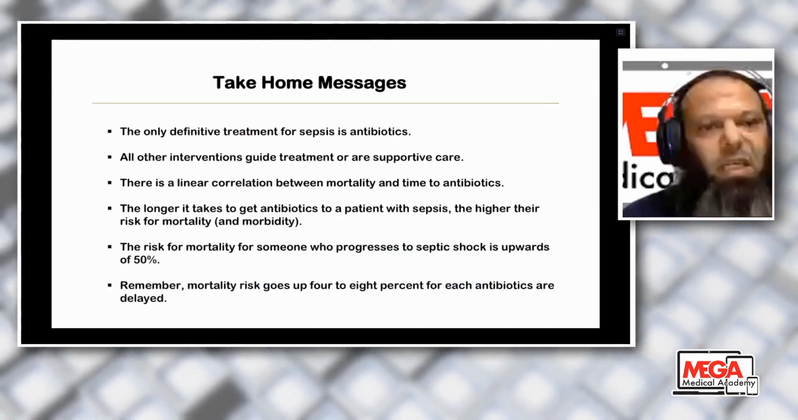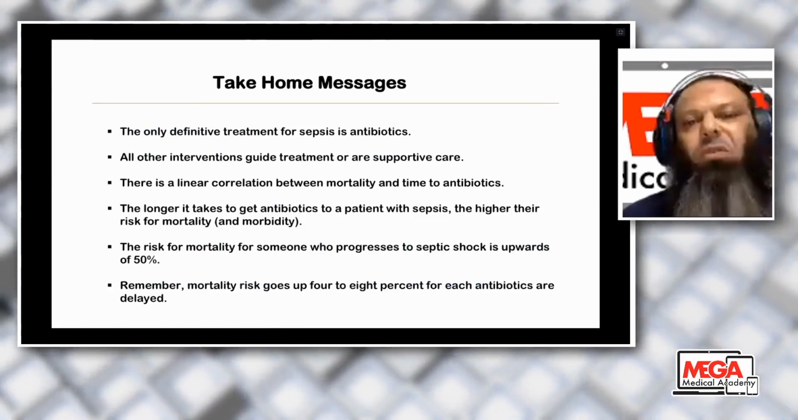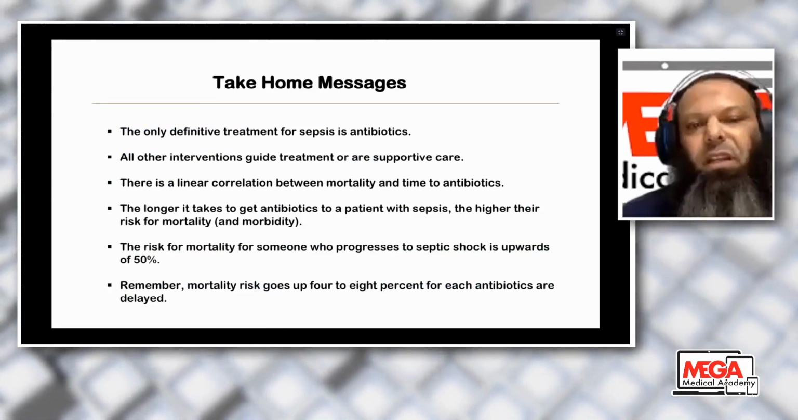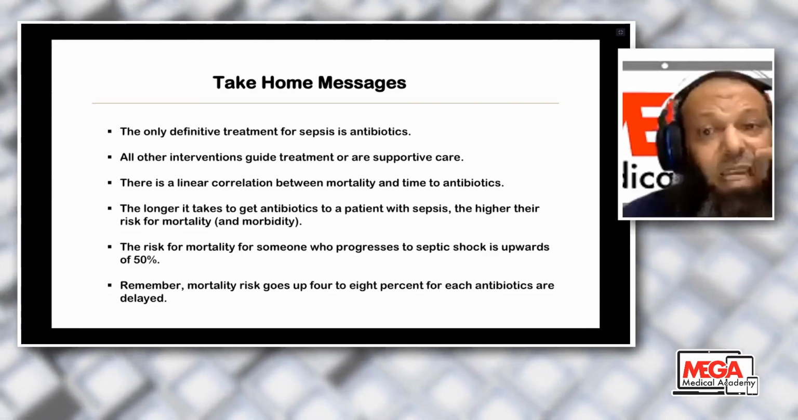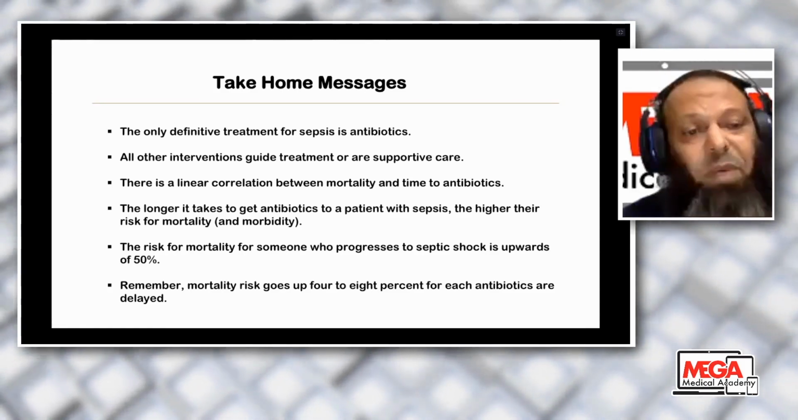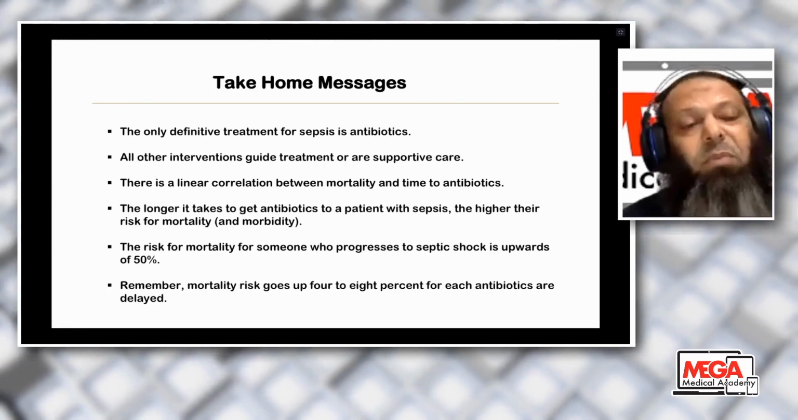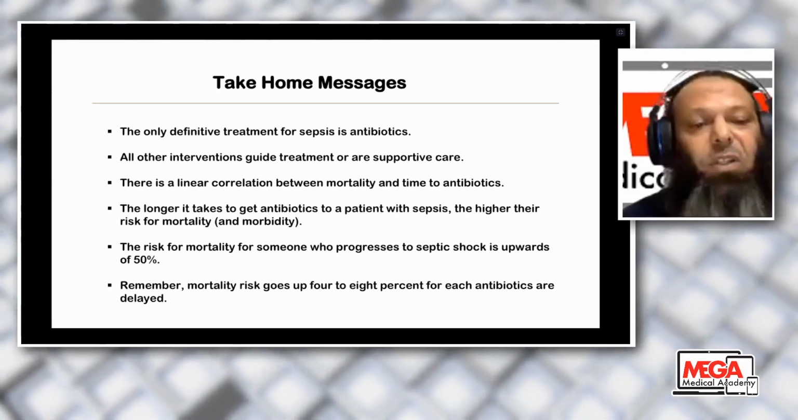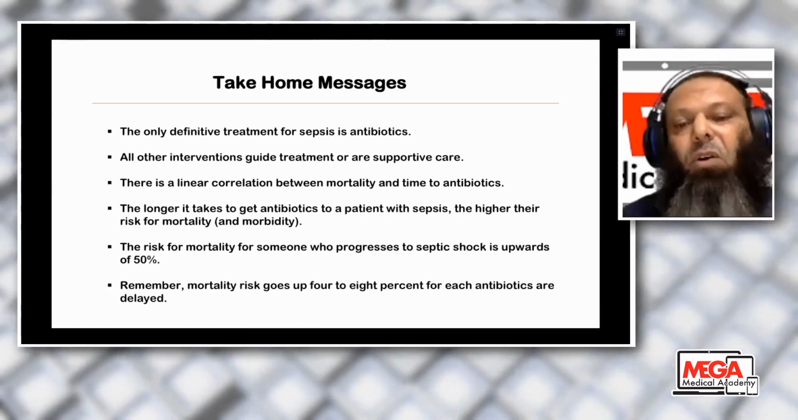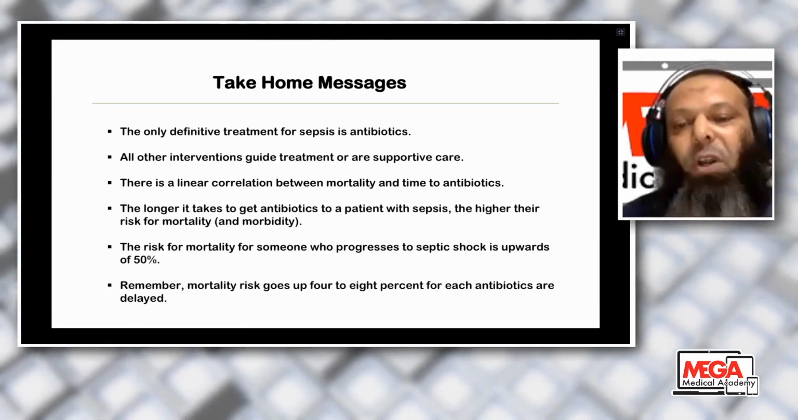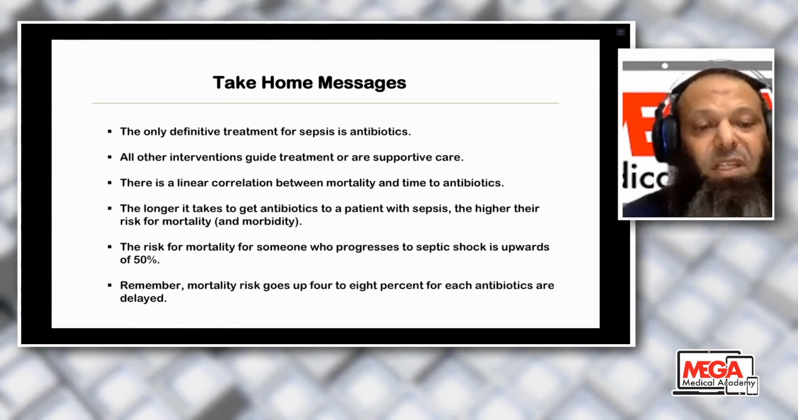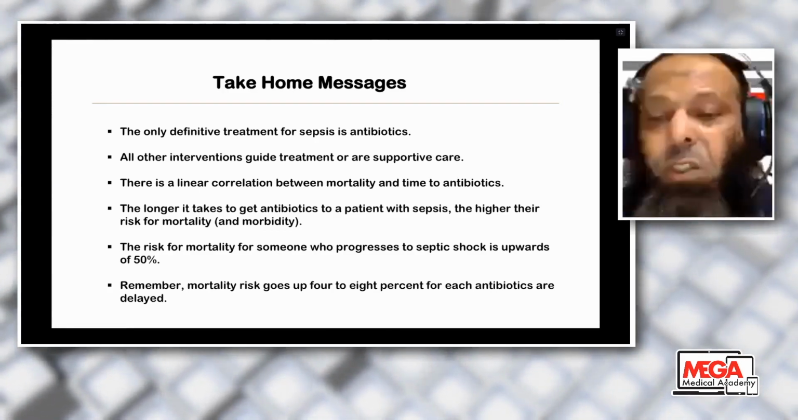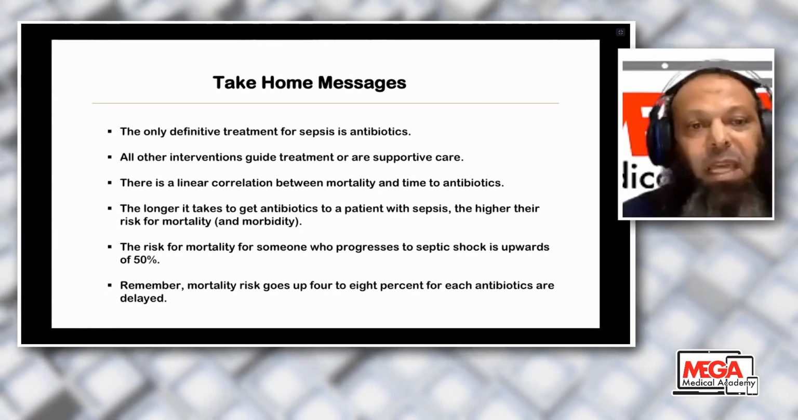So just to have some take-home messages with the next three slides: the only definitive treatment for sepsis is antibiotics. All other interventions are supportive care. There is no linear correlation between mortality and time to antibiotics, as we mentioned. It's still debatable. The longer it takes to get antibiotics in sepsis, the higher the risk of mortality and morbidity. The risk of mortality for someone who progresses to septic shock is up to 50%. And remember, the mortality risk goes up by 8% for each antibiotic delay.